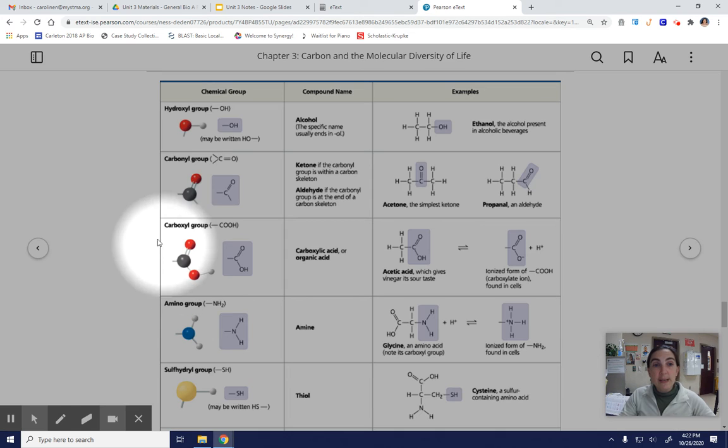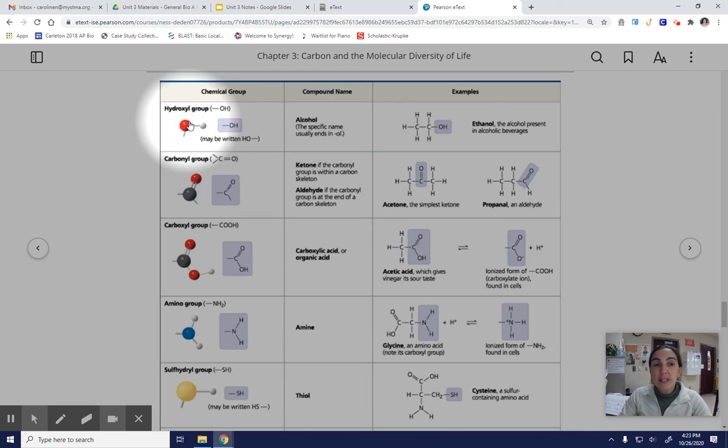And this is actually something that you are going to need to learn and memorize because I'm going to talk about these frequently. For each chemical group, you can see it tells you the chemical elements that make it up and shows you a picture of it. This is a hydroxyl group.